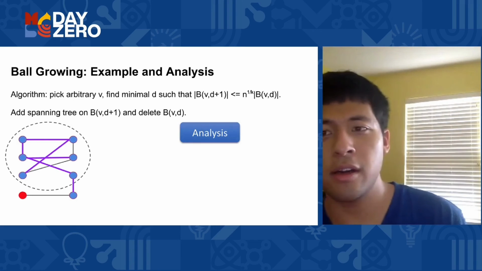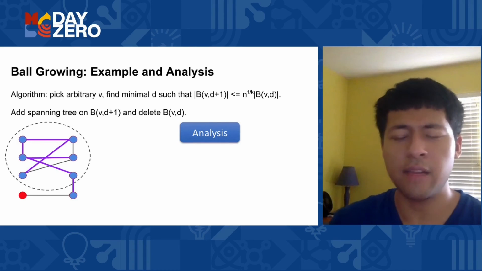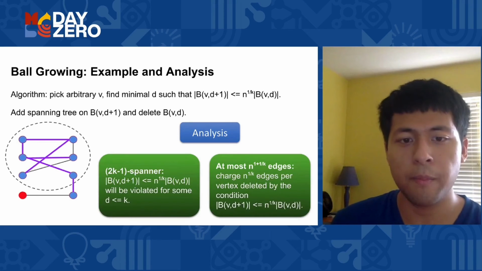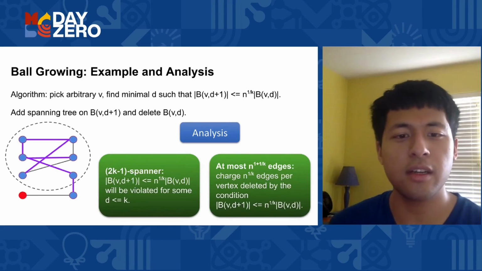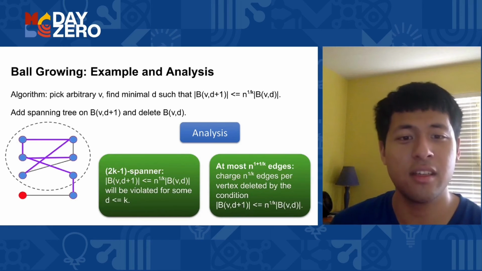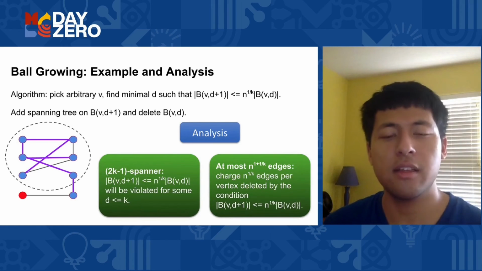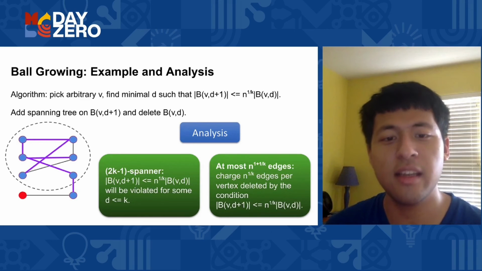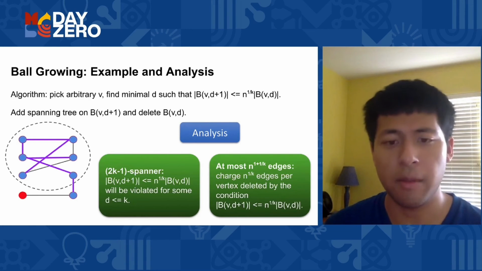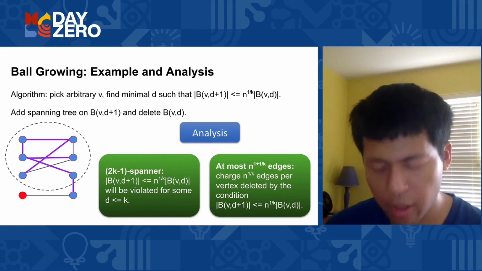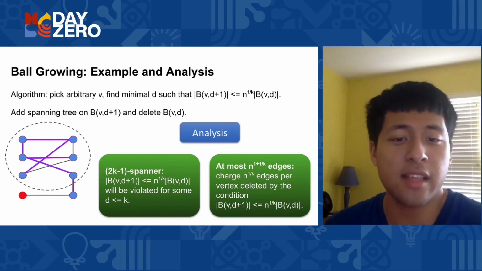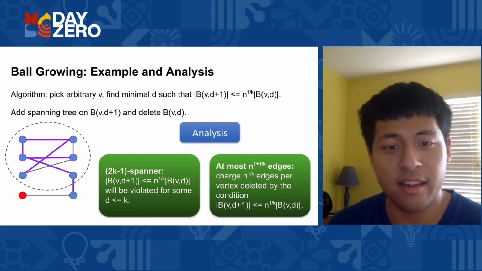So why does this give a spanner? At a high level, the analysis says the ball growing procedure can't go for more than k levels, because the inequality that B(v, d plus 1) is at most n to the 1 over k times B(v, d) can only be violated at most k times. Otherwise, the kth level would be of size n to the 1 over k to the power k, which is n. And you know that the graph has only n vertices, so that's impossible.